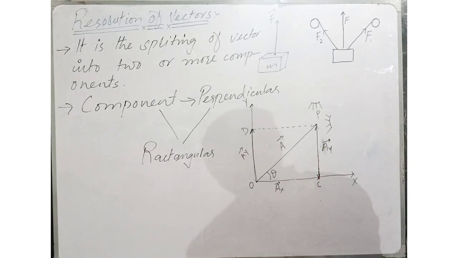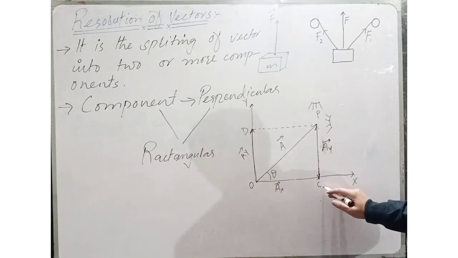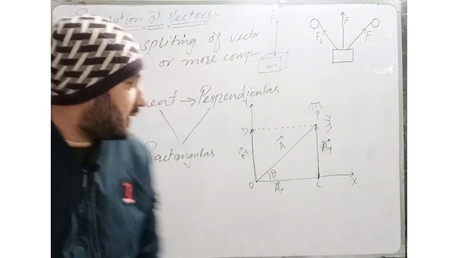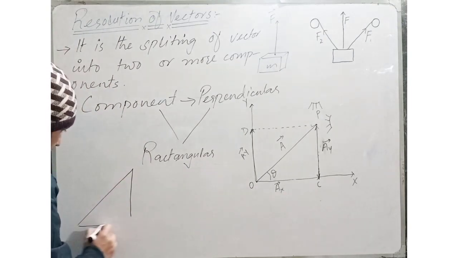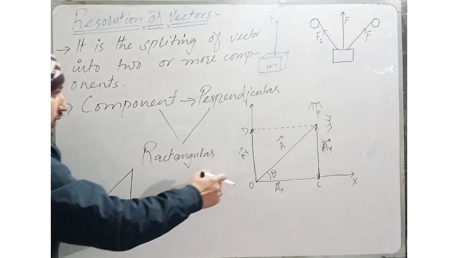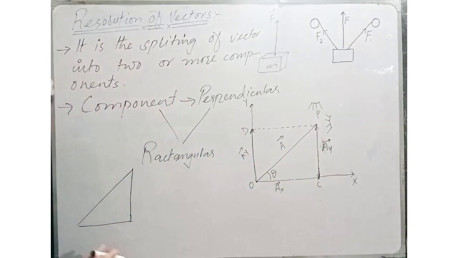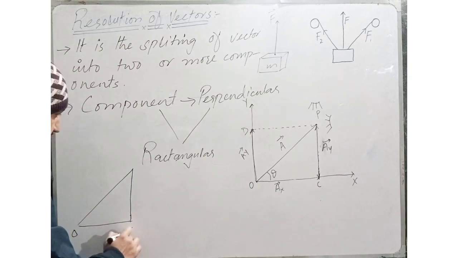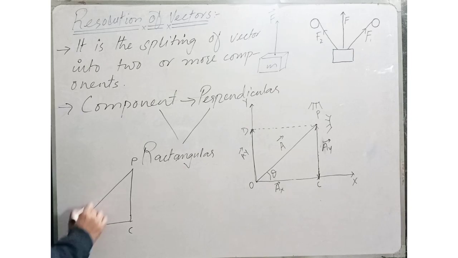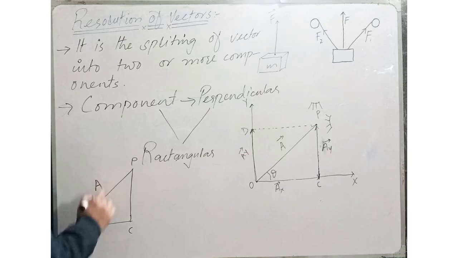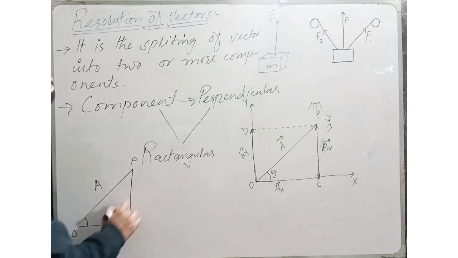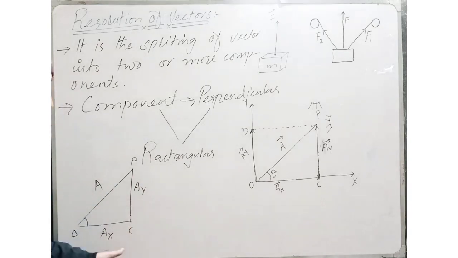For that we can draw the triangle OCP over here. You can see it is a right angle triangle because we have drawn a perpendicular line on the x-axis. So this is OCP, and this side is showing the original vector, right? And this is the x component and this is the y component. I am only writing their magnitude, so for now I am dropping the arrow sign.